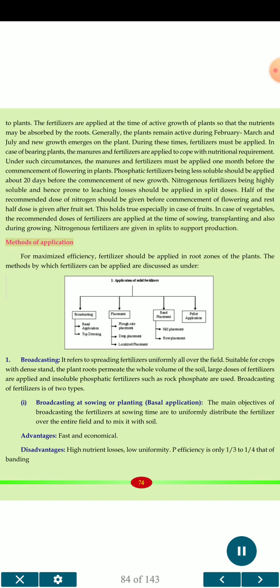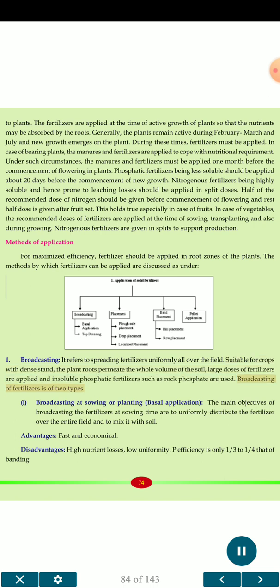Methods of application. For maximized efficiency, fertilizer should be applied in root zones of the plants. The methods by which fertilizer can be applied are discussed as under. 1. Broadcasting. It refers to spreading fertilizer uniformly all over the field. Suitable for crops with dense stand, the plant roots permeate the whole volume of the soil. Large doses of fertilizer are applied and insoluble phosphatic fertilizer such as rock phosphate are used.